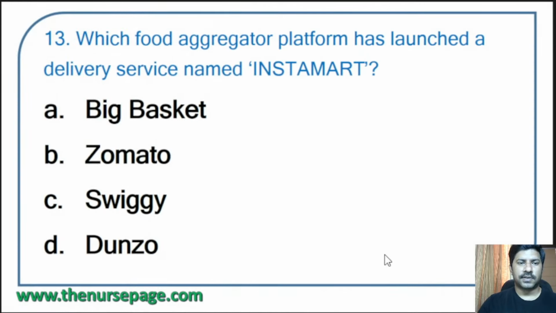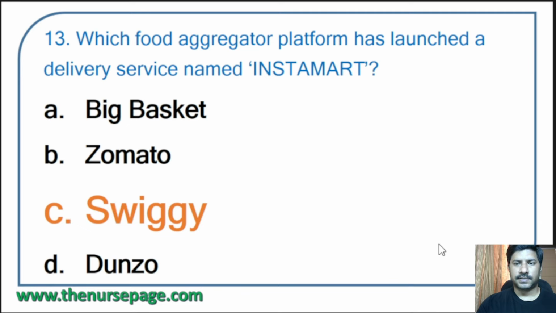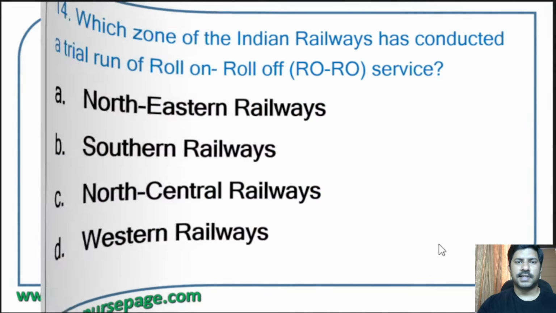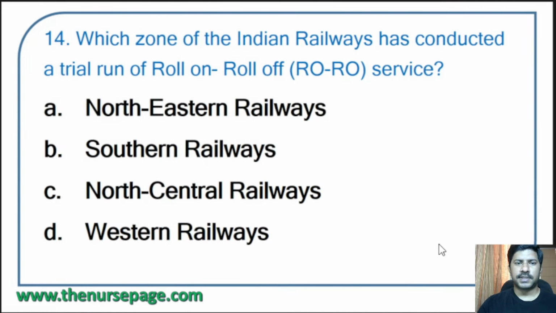The next question. Which food aggregator platform has launched a delivery service named INSTAMART? Big Basket, Zomato, Swiggy, Dunzo. Correct answer, Swiggy. That is for instant delivery of grocery items. Swiggy has announced the INSTAMART service.